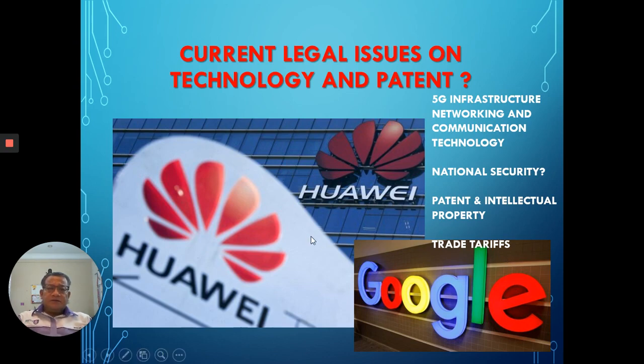So the major concern on this technology, patent and intellectual property issue actually deepened with the growing dominance of 5G infrastructure, network and communication technology controlled or developed or pioneered by China. Huawei, being one of the biggest telecommunication companies from China, has been setting the standard and international protocol for 5G communication. So by then, is it really a national security issue for the US?